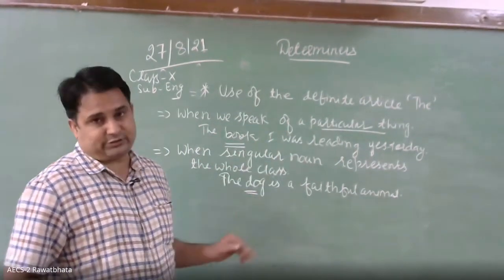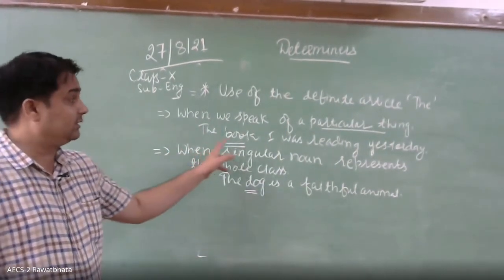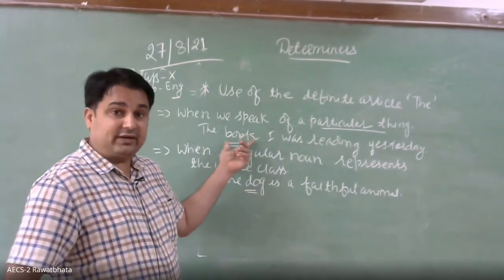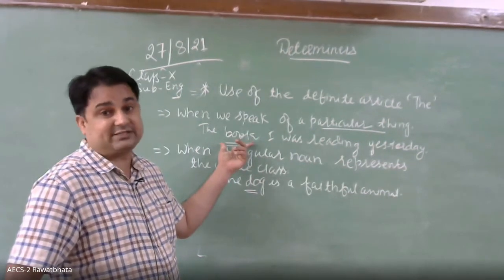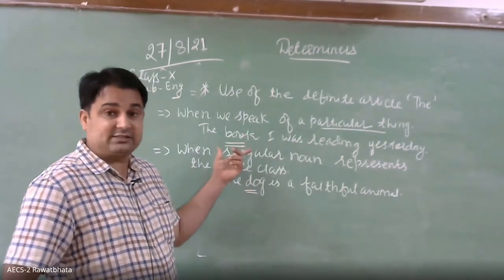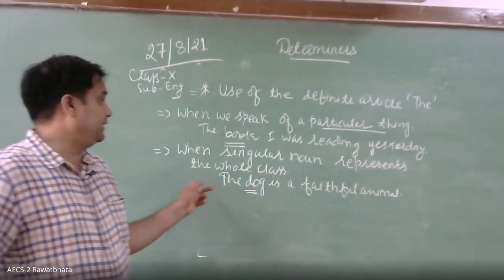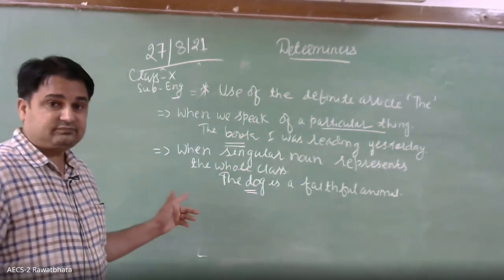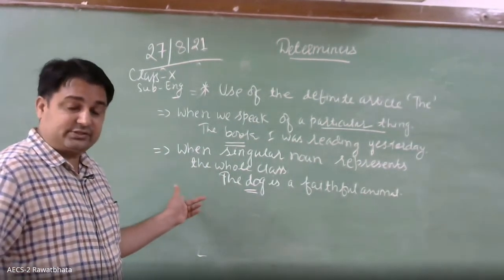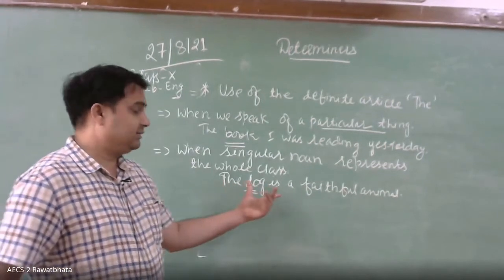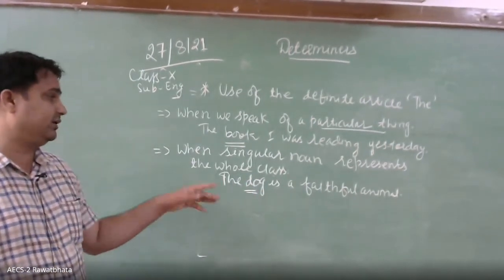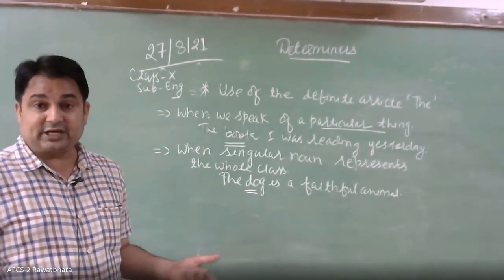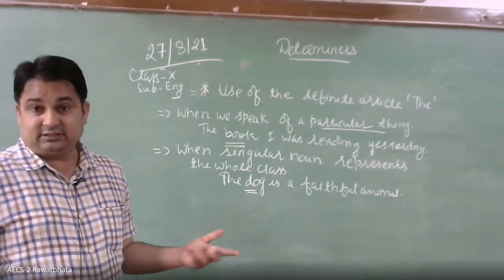So two things so far we have discussed. When we speak of a particular thing, the is used, as in the book I was reading yesterday, a particular book. So likewise, you understand that when a particular reference is made, then the is used. When a singular noun represents the whole class, then the is used, as in the dog is a faithful animal. The dog is representing its entire class, a characteristic of the class.